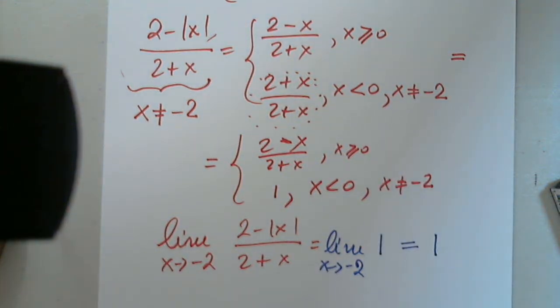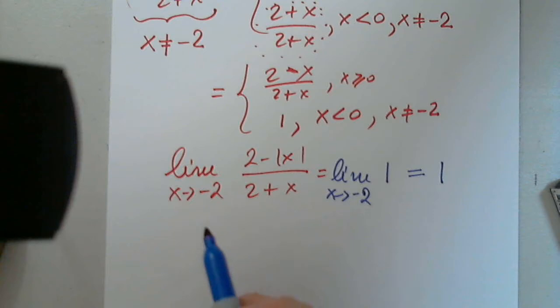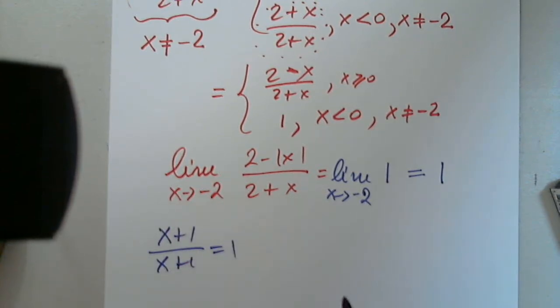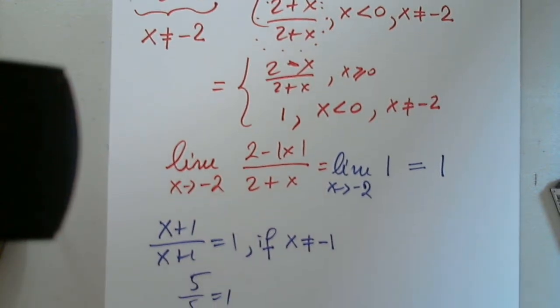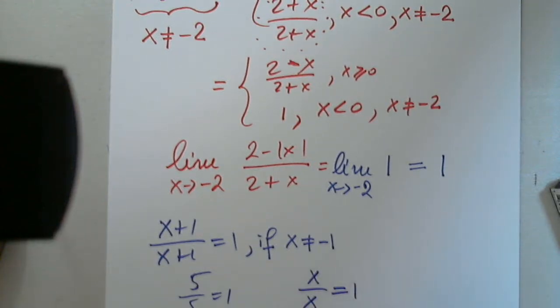So in pre-calculus and college algebra, I teach my students, do not ever write that (x + 1)/(x + 1) is 1. That's not true. Only if x is not negative 1. 5 over 5 is 1 no matter what. But x over x is not 1.